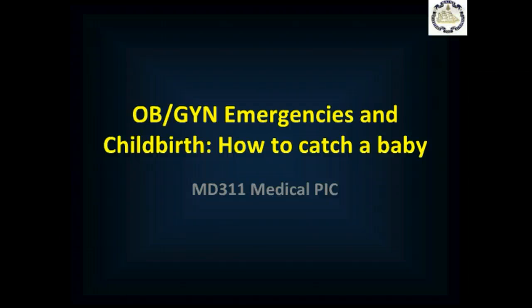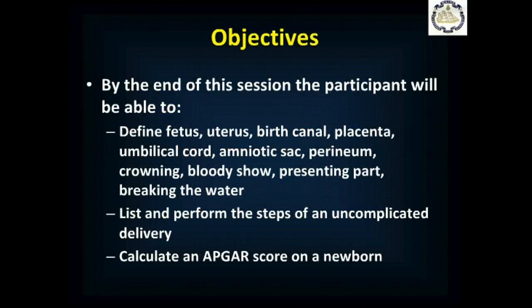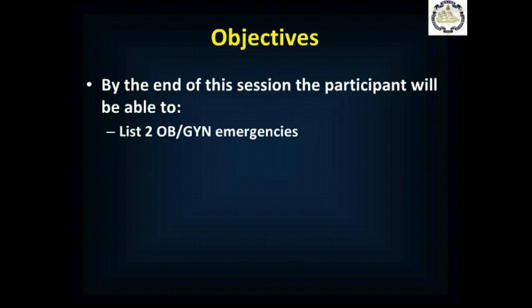This session is on emergency childbirth, or how to catch a baby. By the end of this session, you will be able to define a number of terms related to childbirth, list and perform the steps of an uncomplicated delivery, and calculate an Apgar score on a newborn. You will also be able to list 2 early pregnancy emergencies and non-pregnancy gynecologic emergencies.